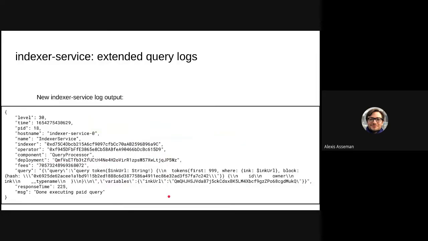So here, I just wanted to show you what those new log lines look like from the indexer service. We've got the time, which is useful as a timestamp for the logs. We also have the deployment, the fees that are paid in GRT, and the entire query string that contains the actual query, as well as the variables. We also measure the execution time of the query from the indexer service. So that's all the information we're using for AutoAgora.